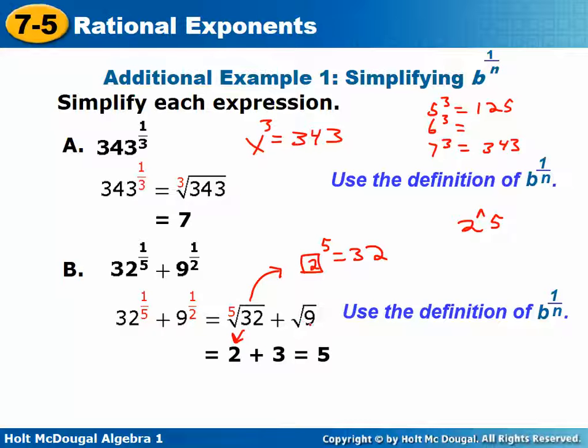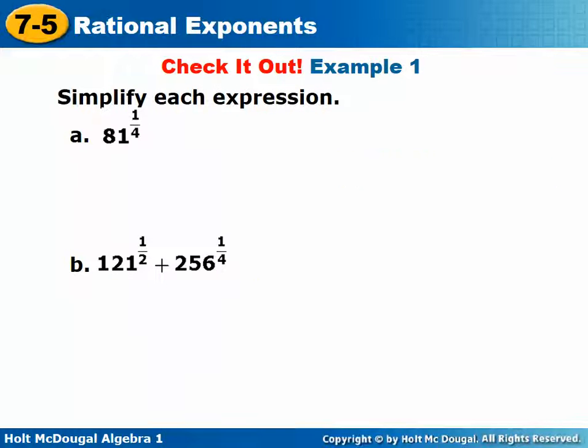The square root of 9, you should know. 9 to the 1/2 power is the same as the square root of 9, and that's 3, because 3 squared is equal to 9. And then you would just add these two parts together, and you would get 5, and then that's it. So to do problems like B, you find each of these parts separately and then add after that. Just more practice here.